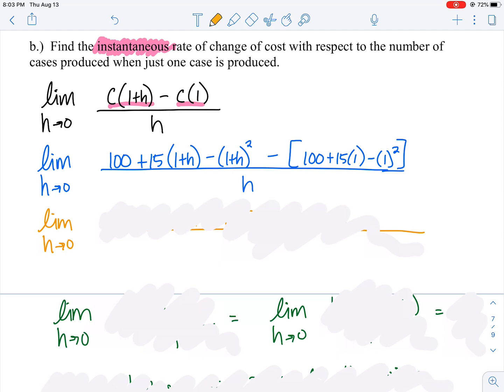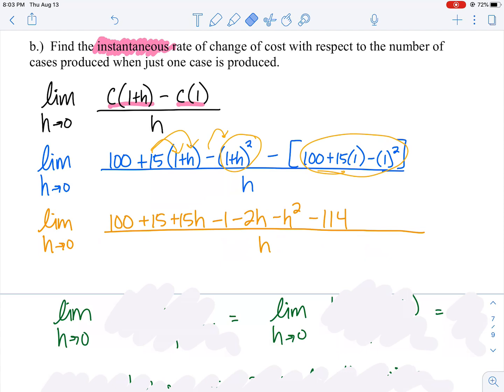I'm going to make sure that I distribute the 15 through here. I'm going to make sure that I FOIL this first and then make sure I distribute the negative through. I'm going to evaluate what this number is and then make sure I subtract it from the rest of my numerator. I ended up with this: 100 plus 15 plus 15h minus 1 minus 2h minus h squared minus 114. After doing all of that FOILing and distributing, you should have those exact terms on the top.